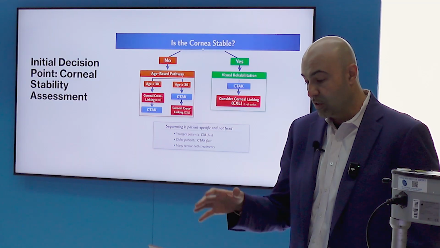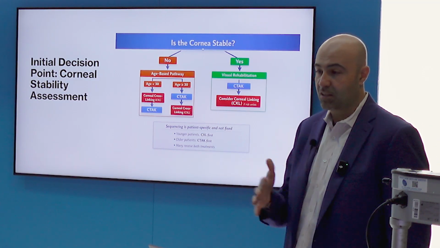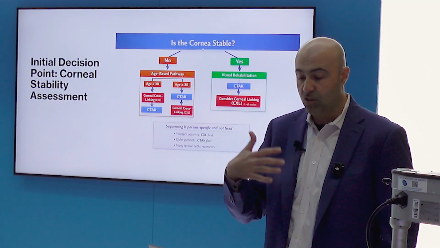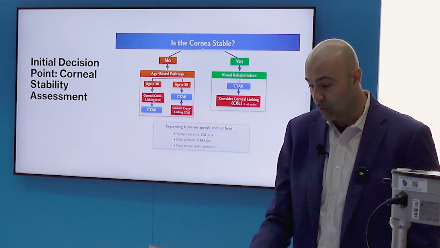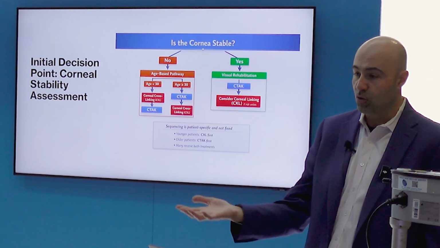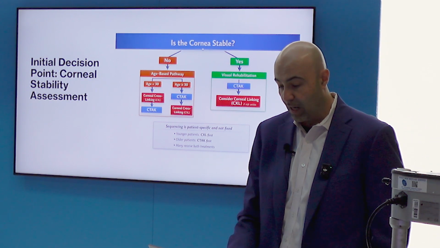So this is how our paradigm works. It may not be the same for every practice, but this has been successful for us in how we decide which pathway we're going to go to first, because you can go either way with CTAK. You can do CTAK first, or you can do cross-linking first and do the other procedure after.